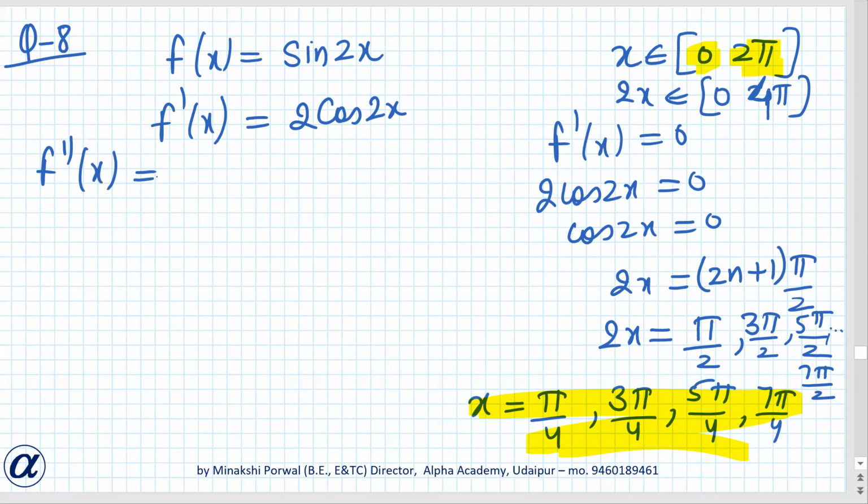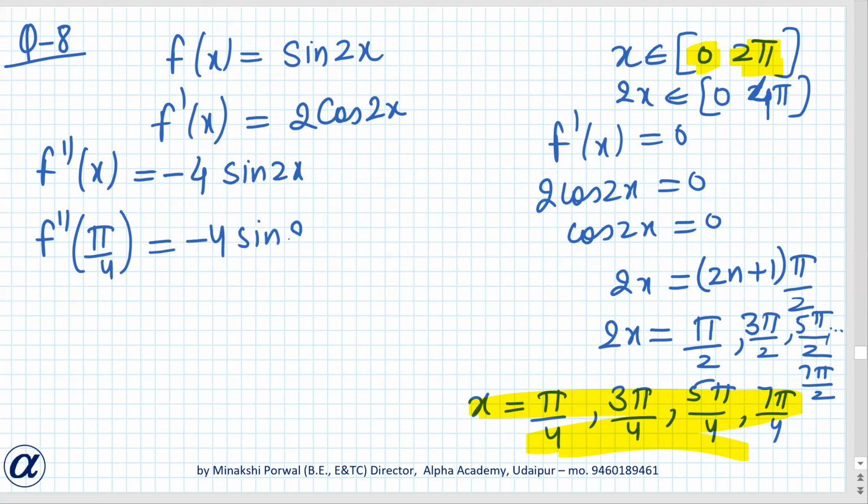F double dash x: the derivative of cos x is minus sine x, and with the 2x, d/dx of this gives minus 4 sine 2x. Now we'll substitute each of these values to check whether it is maxima or minima. F double dash pi by 4 is minus 4 sine of 2 into pi by 4, that is pi by 2. Sine pi by 2 is 1, so it is minus 4. It is less than 0, so it is a point of maxima.